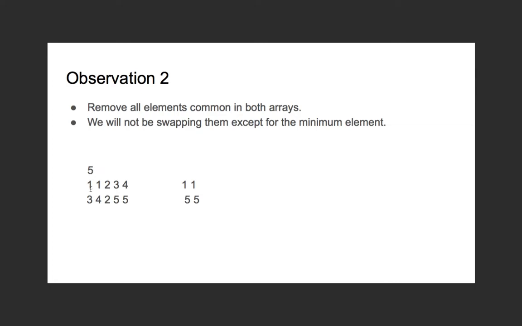So we have arrays of five elements: 1 1 2 3 4 and 3 4 2 5 5. So for all the elements which are not common, see, 2 is common, so we are not going to take 2. 3 is common, we are not going to take 3. 4 is common, we are not going to take 4. So basically we have 1 1 and 5 5, which are not common in each. So we are going to do the operation on these two vectors.